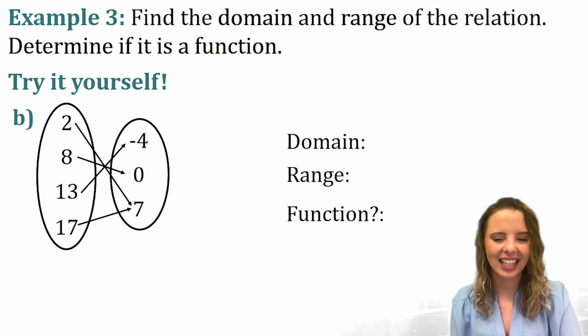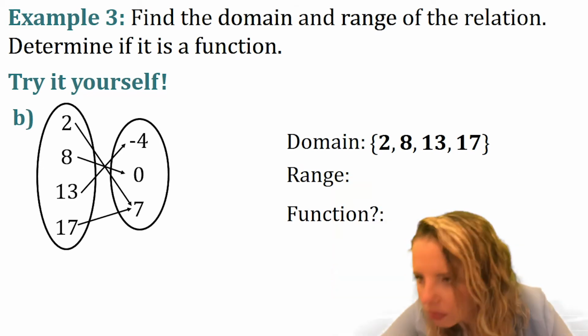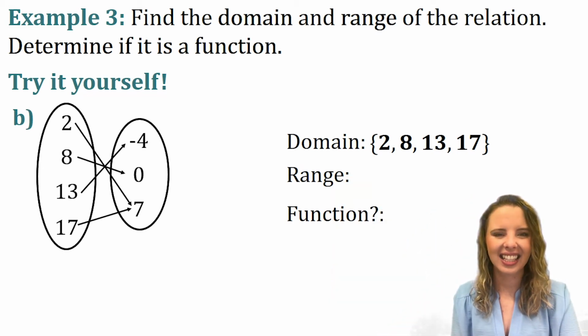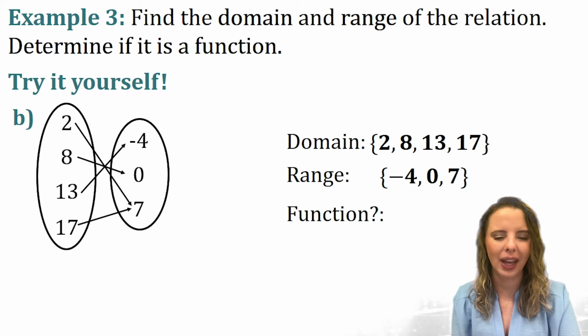Okay, let's determine our domain. 2, 8, 13, and 17. What about our range? -4, 0, 7. Does it matter that we have 3 elements in our range and 4 elements in our domain? No. We're just happy to see that we have more elements, or at least an equal number of elements, in our domain than what we have in our range. So is this a function? Yes, it is a function.